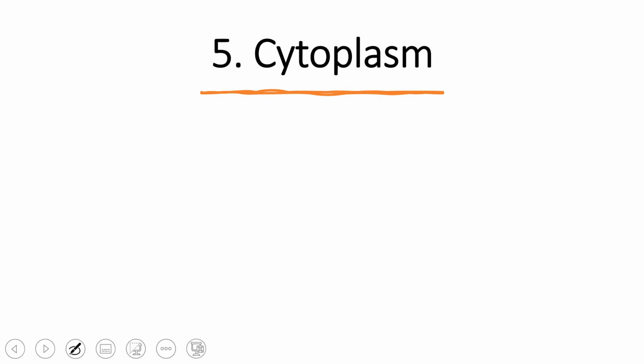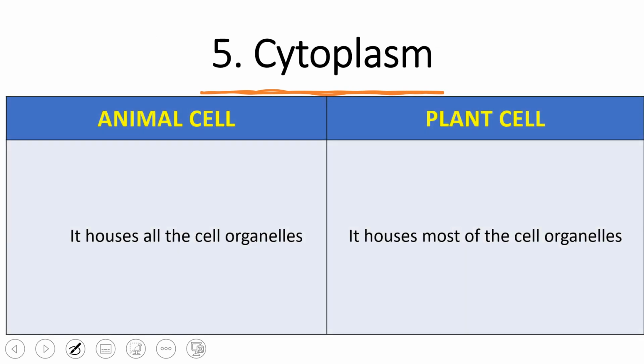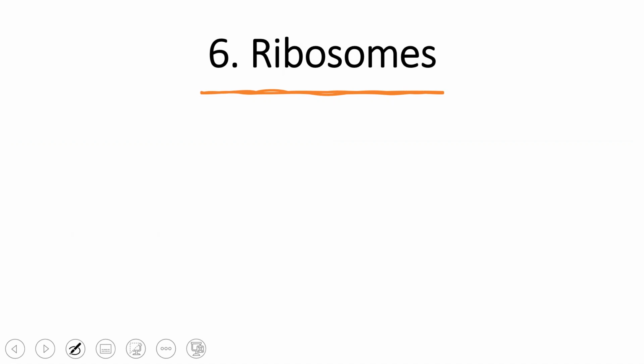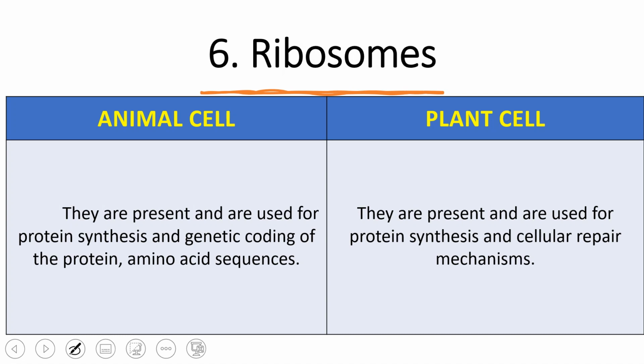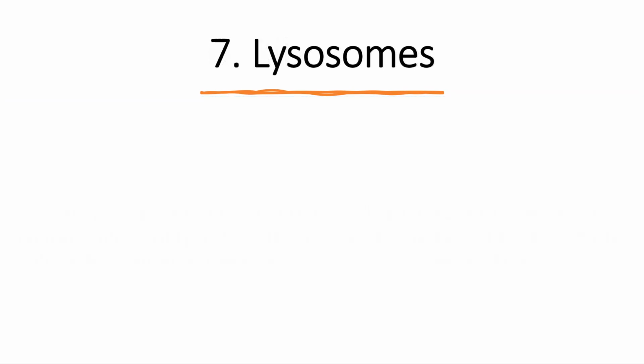Then if you go to see the cytoplasm, both animal cells and plant cells have cytoplasm. In animal cells, almost all the cell organelles are present inside the cytoplasm, whereas most of the cell organelles of plant cells are also possessed in the cytoplasm. Then if you see the differences in the ribosomes, in animal cells they are present and used for protein synthesis, genetic coding of the proteins, amino acid sequencing, whereas in plant cells, ribosomes are present and used for protein synthesis and normally cellular repair mechanisms.